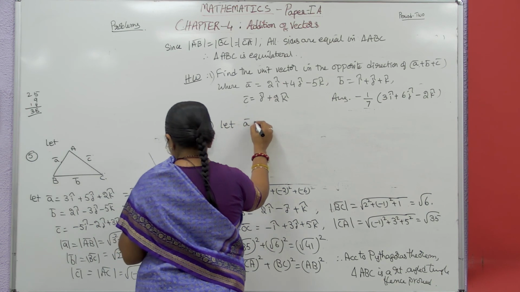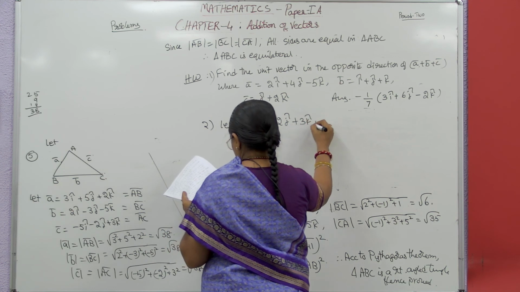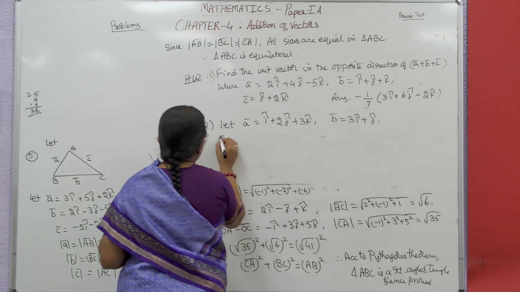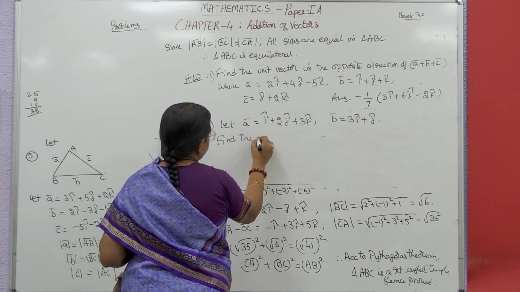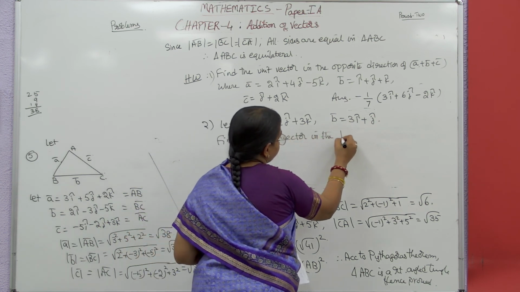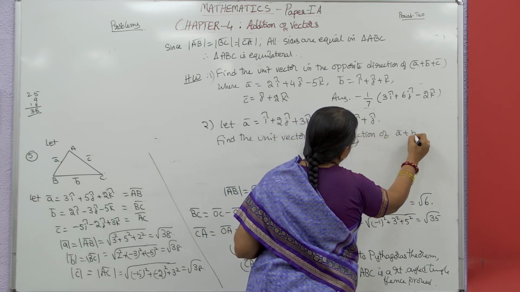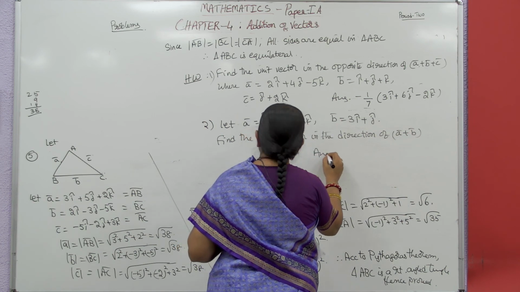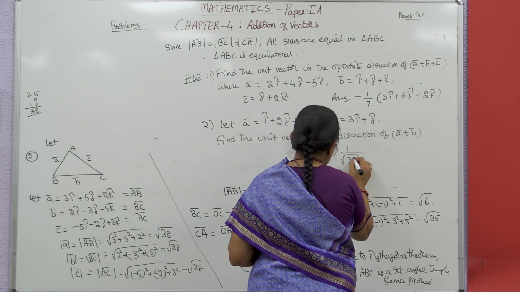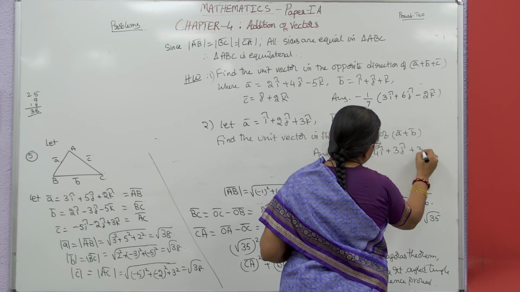Let A is equal to i plus 2j plus 3k, and then B is equal to 3i plus j. Find the unit vector in the direction of A plus B. So the answer for this problem is 1 by root 34 into 4i plus 3j plus 3k. This is your answer.